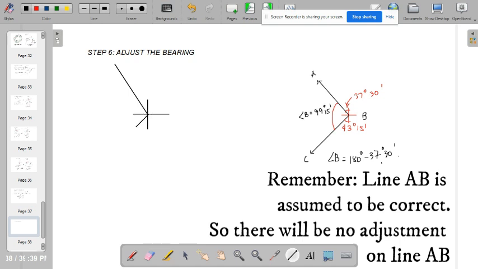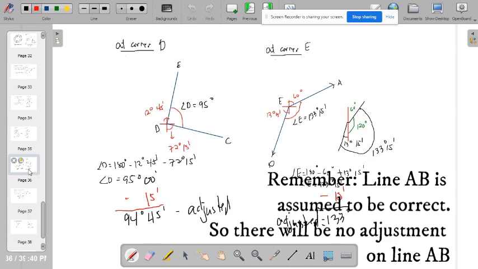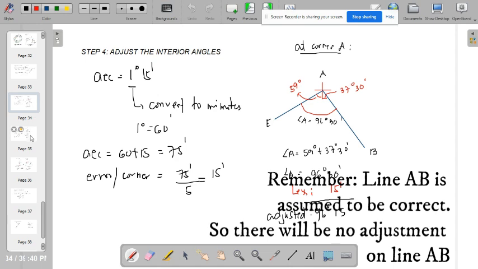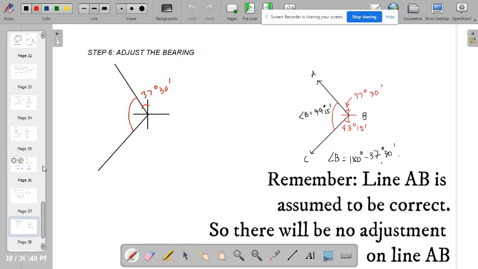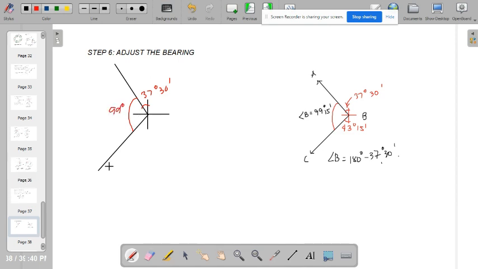At saka yung, ito lang i-adjust natin. So, A is 37 degrees, 30 minutes. And you have to get the adjusted interior angle. So, your adjusted interior angle here at B is 99 degrees. Adjusted na to. So, ang kukunin mo na lang is etong angle na to. So, this angle here, this is B, no? Okay.